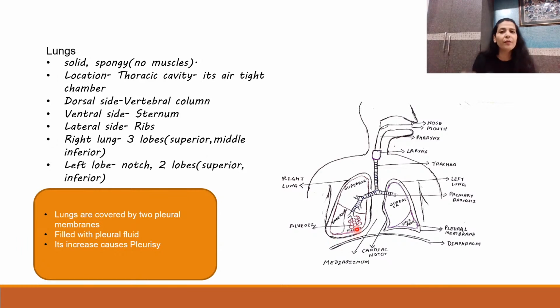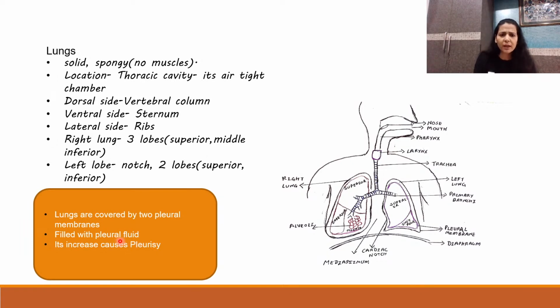This gap has to be filled with some liquid, some fluid has to be there, otherwise they will stick to each other, and then the whole idea of having lungs is gone. All right. So lungs are covered by two membranes. Those two membranes are collectively known as pleura. Parietal pleura, visceral pleura. Between the two pleura, there is a fluid. That fluid is known as pleural fluid.